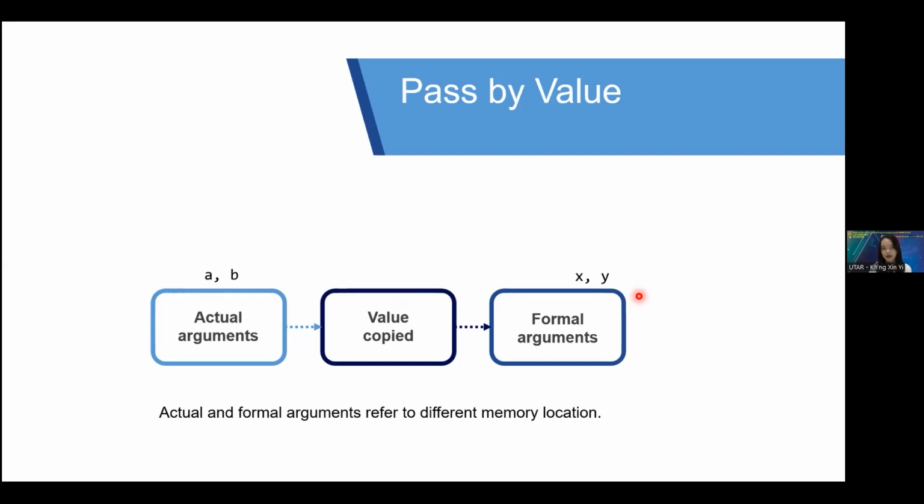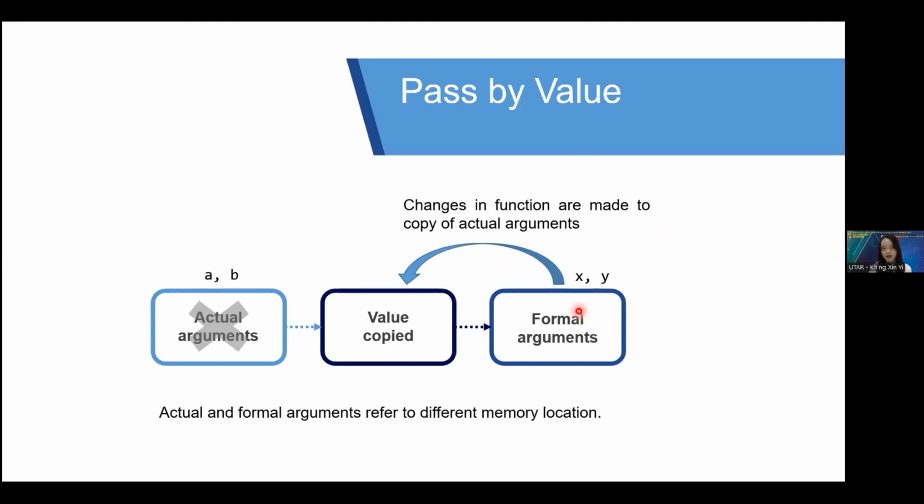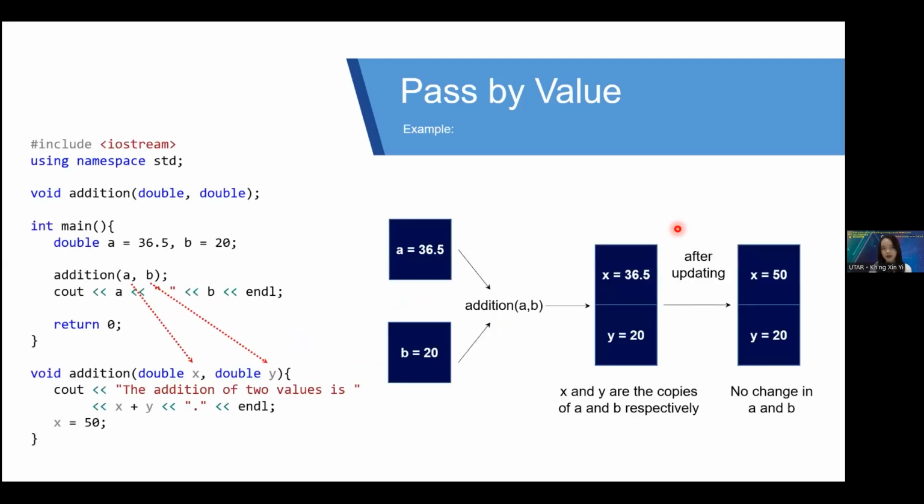So if, let's say, any changes are made to the formal arguments here, if you try to change the value of X and Y, actually it won't affect the actual arguments' values. It will just make the changes to its own formal arguments, the X, Y in the function only. That's how it actually works. So we'll use an example to show you how this pass by value technique works.